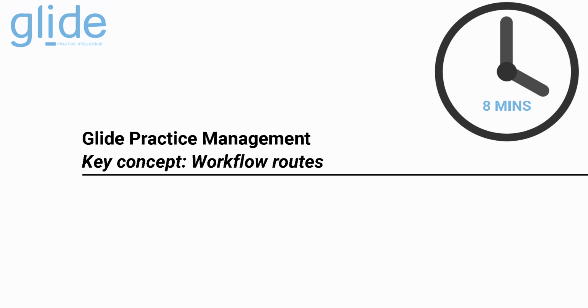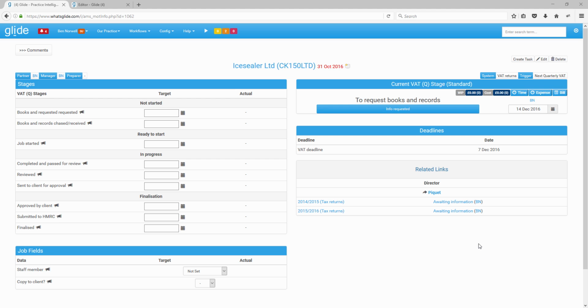Hi, in this video we are going to explain the concept of a workflow route. I'm currently looking at a VAT job. So that's a job in the VAT workflow system, and this particular job is on the route that is referred to as standard. Now, if you only ever have one workflow route in each system, the concept is perhaps not too relevant. But when you come to want a second or third workflow route, then of course it's very important.